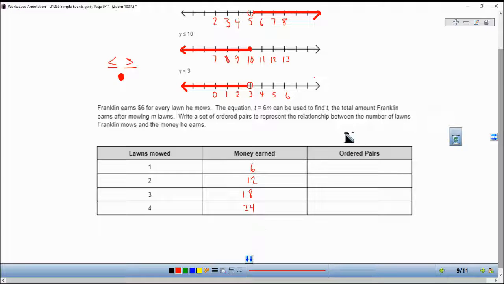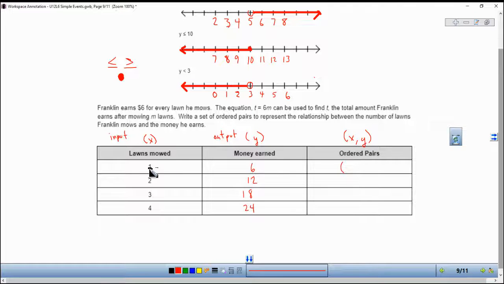Now we're almost done, but in the ordered pair, I know that variables are different, but lawns mowed is like the input, which is x. Money earned is like the output, which is going to be the y. So we're going from x to y, from input to output. So when you write an ordered pair, even if the variables are different, x is going to be the first number, which is the input. Y is going to be the second number, which is the output. So we have x, y like this. X is the input, y is the output.